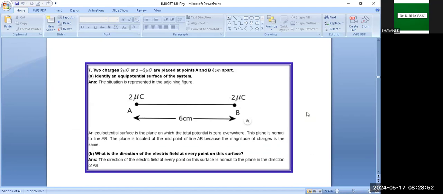So here, 2 μC and another one is minus 2 μC. The equipotential surface is a plane where the total potential is zero everywhere. This plane is normal to the line AB and is located at the midpoint of line AB, because the magnitude of the charge is the same: at point A it is 2 μC, at point B it is minus 2 μC. So what is the direction of the electric field at every point? The direction of the electric field at every point of the surface is normal to the plane, in the direction of AB.